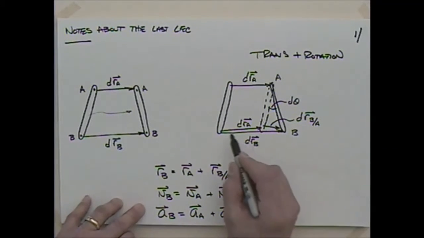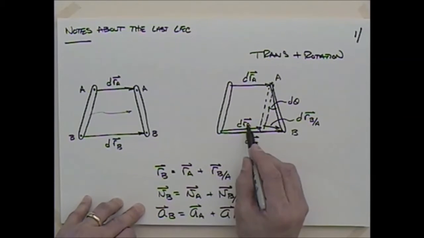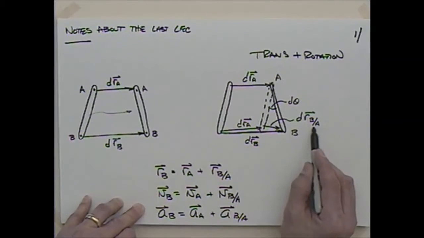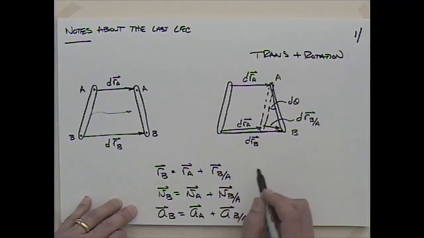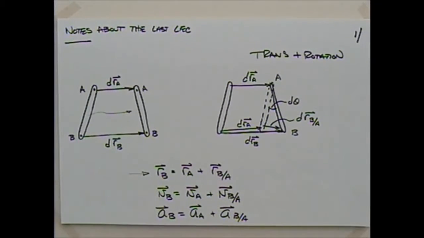And in fact, I can look at this vector triangle that I have here, where I can say that DRA plus DRB with respect to A is equal to DRB. Or I could come up to my equation that I hinted at last time and that we've used before, that the position vector RB would be equal to the position vector RA plus the position vector B with respect to A. And then, of course, you differentiate that and you'd get the velocity, and differentiating again with respect to time, you get the acceleration.